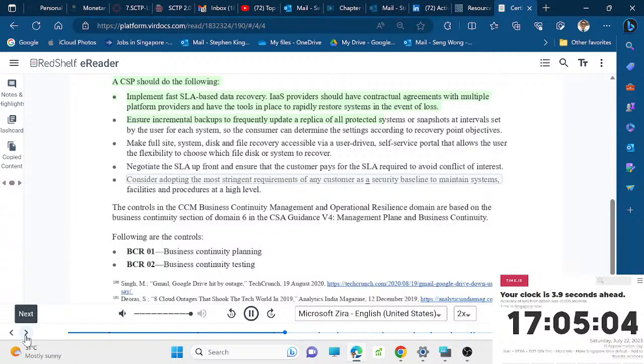Consider adopting the most stringent requirements of any customer as a security baseline to maintain systems, facilities, and procedures at a high level. The controls in the CCM Business Continuity Management and Operational Resilience domain are based on the Business Continuity section of Domain 6 in the CSA Guidance V4, Management Plane and Business Continuity.